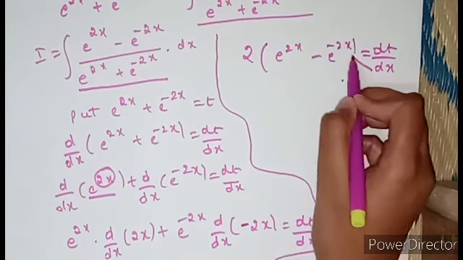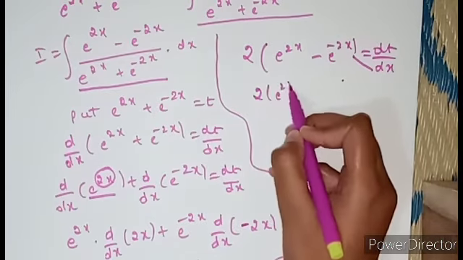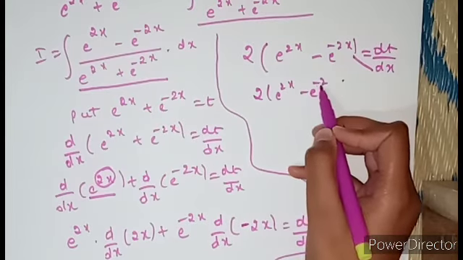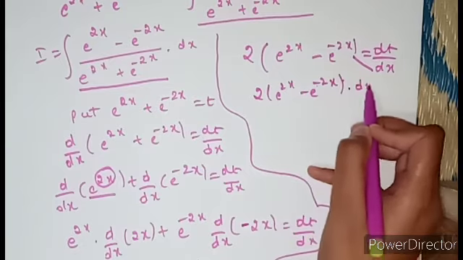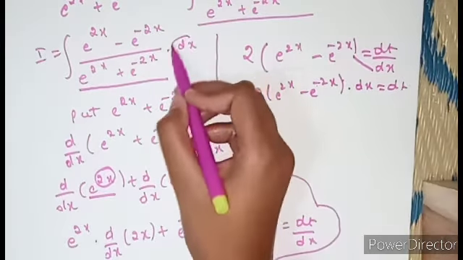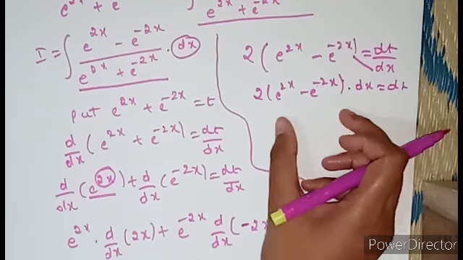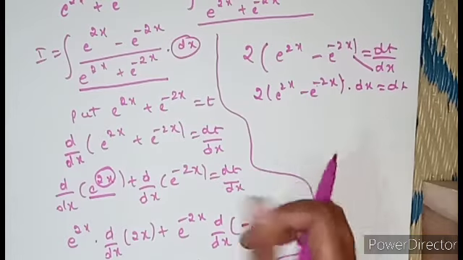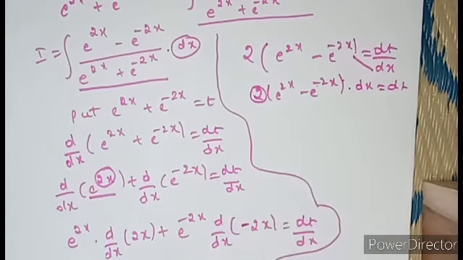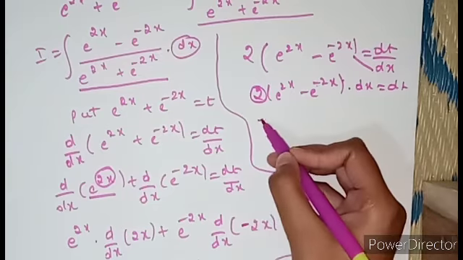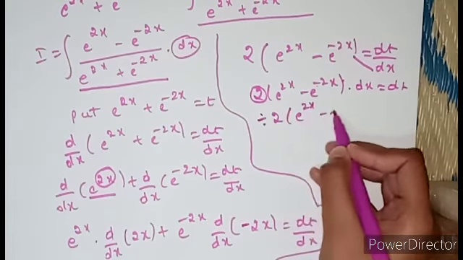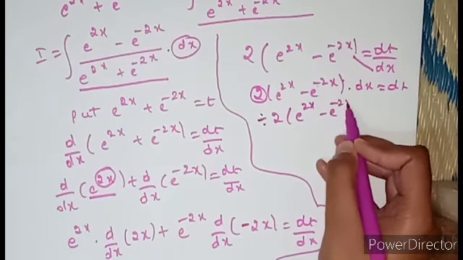Now shift this dx to the left hand side, it becomes 2 into e raised to 2x minus e raised to minus 2x dx equals dt. In the integral I need only dx, so multiply by e raised to 2x minus e raised to minus 2x on both sides. Okay, I don't need 2 also, so not multiply, divide by 2 into e raised to 2x minus e raised to minus 2x on both sides.